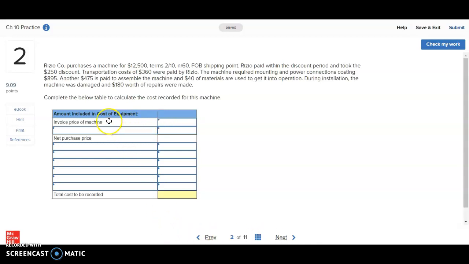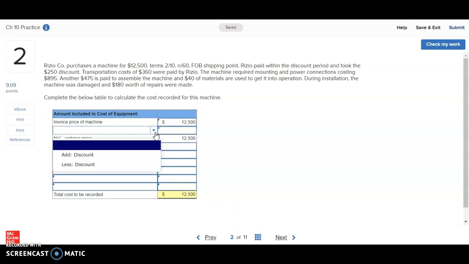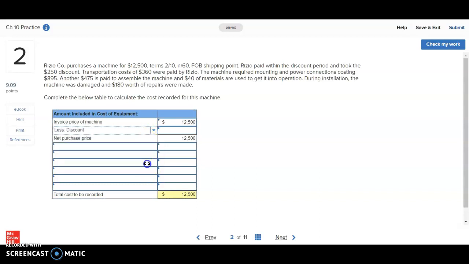So obviously the price we pay for the machine, or the purchase price, is going to be included. So we see an invoice price of the machine of $12,500. Then we're going to subtract out the discount that they're giving us, because it tells us here, Rizzio Company purchased a machine for $12,500. Terms are 2/10, net 60. So they're giving us a 2% discount if we pay it within 10 days, which we're going to.